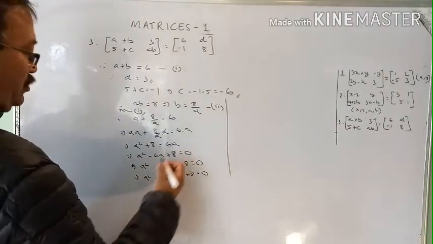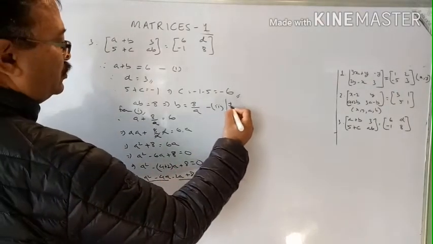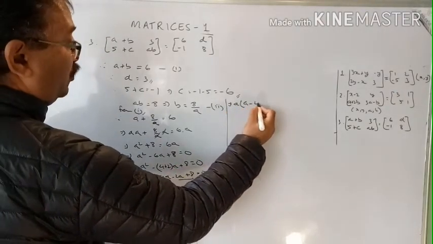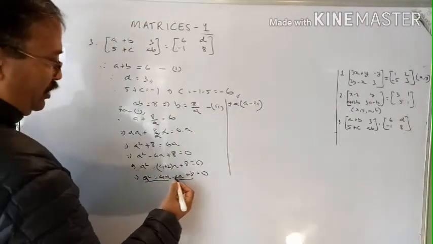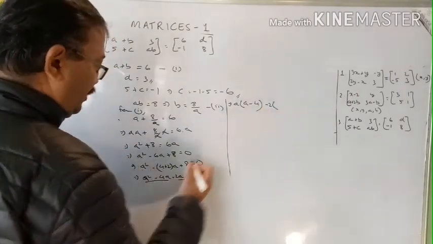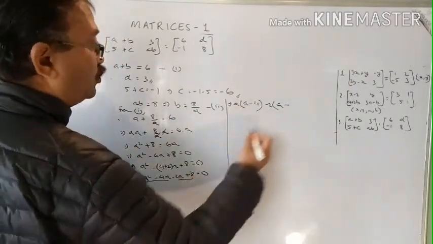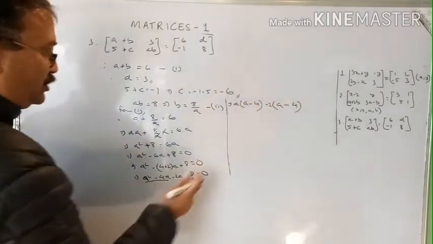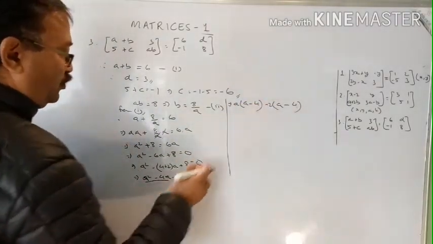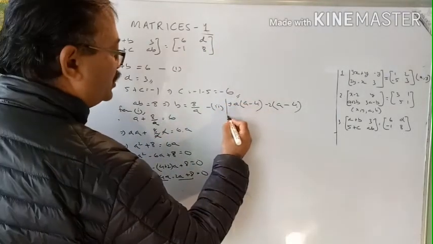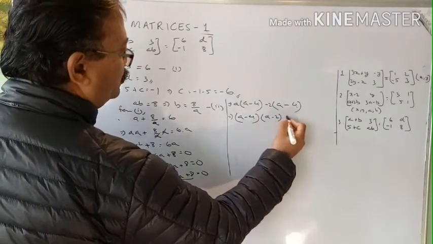Take common from these two and these two. Here a is common, so taking a common you get a minus 4. Here minus 2 is common, so taking minus 2 common you get a minus 4, because when you multiply back, minus 2 into a is minus 2a, and minus into minus is plus, 2 into 4 is 8. Now a minus 4 is common again, so we get a minus 4 times a minus 2 equal to 0.